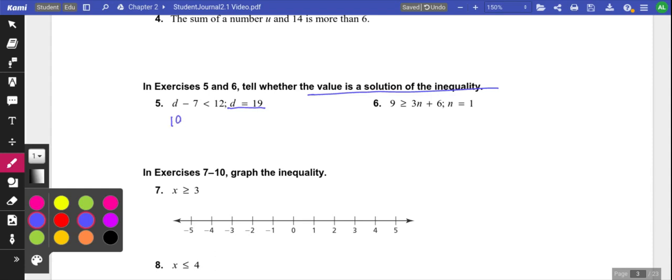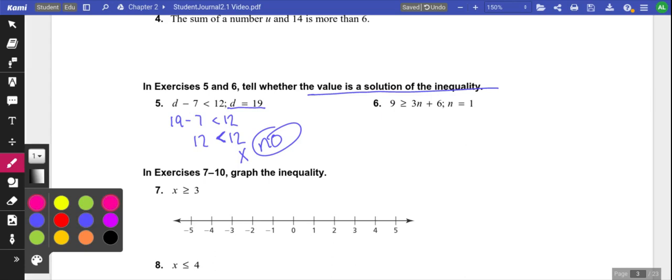So I've got 19 minus 7 is less than 12. 19 minus 7, I get 12 is less than 12. Well, that'd be fine if it was an equation, right? But 12 is not less than 12. That's wrong, so no. That's all it's asking you to do. When you plug the number in, does it work? Is it part of the solution set, or is it not part of the solution set?